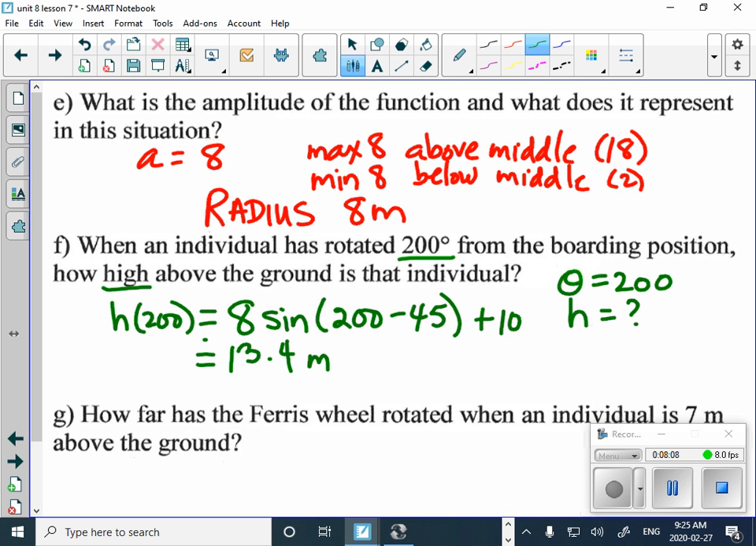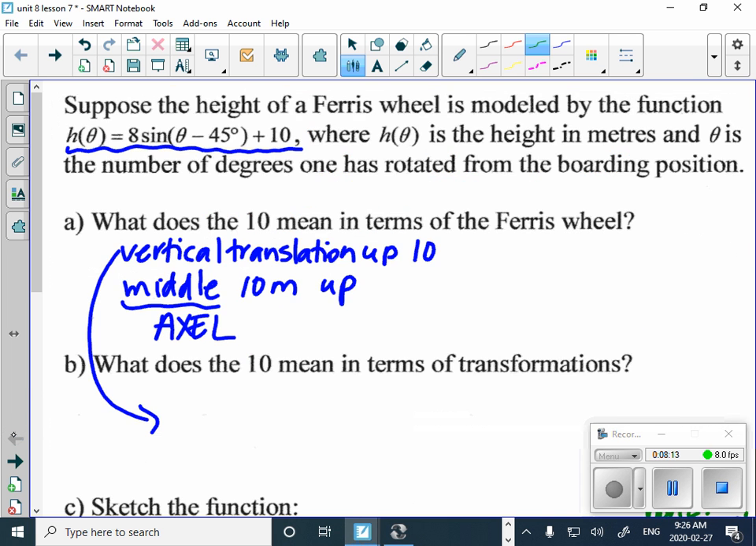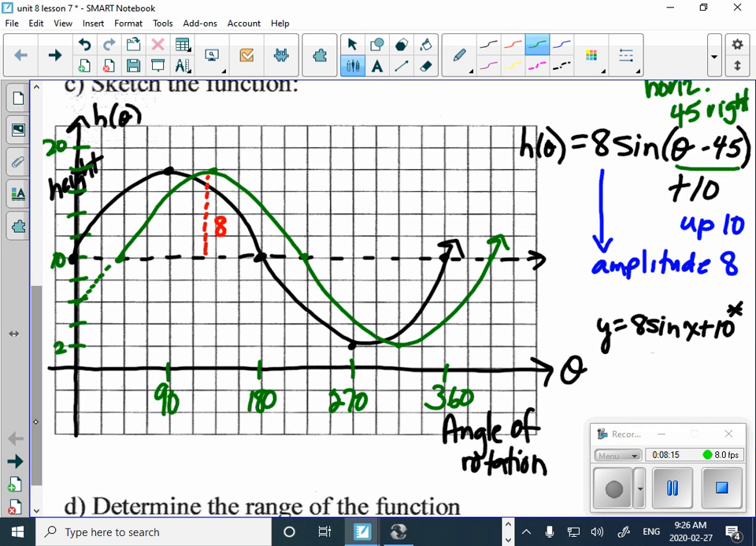Let's look on our graph and see if that makes sense. So at 200, 13.4. So here is 200 degrees, close to here, and my height of the green one at about 13.4. Certainly reasonable.